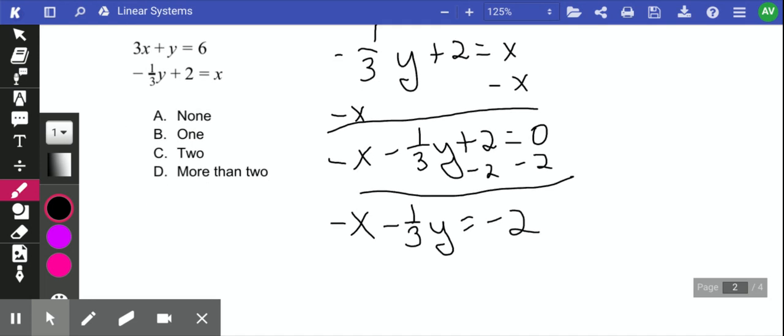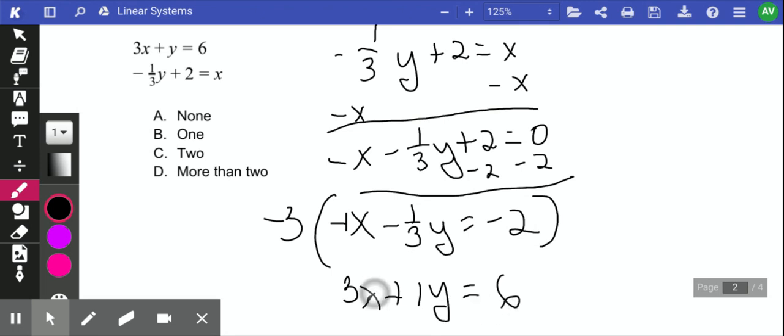Well, negative 3. So let's see what would happen if I multiply this whole equation by negative 3. Negative 3 times negative 1x is 3x. Negative 3 times 1/3, if you need a calculator, please feel free to use it, but this is going to come out to be positive 1y. And negative 3 times negative 2 is 6. So see, we got 3x plus y equals 6, which is the exact same thing as this equation. They are the same line, and that's why they had infinitely many solutions. Okay?